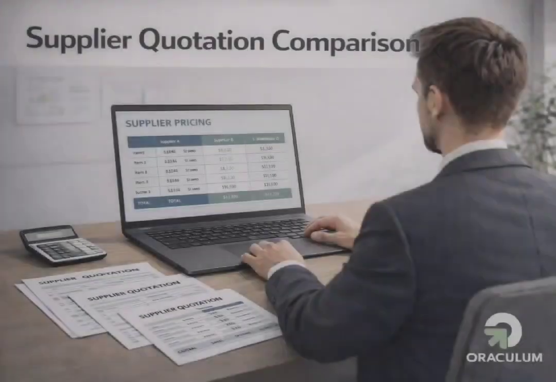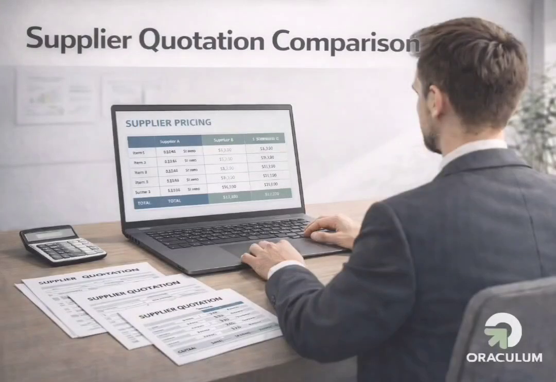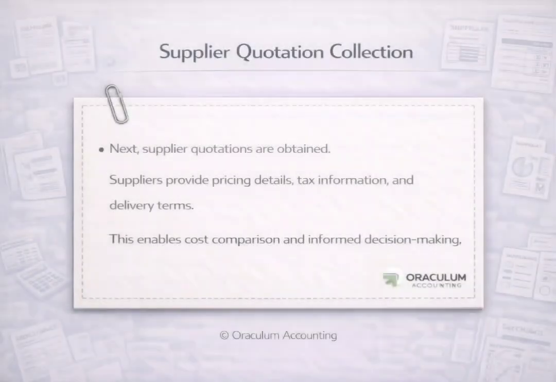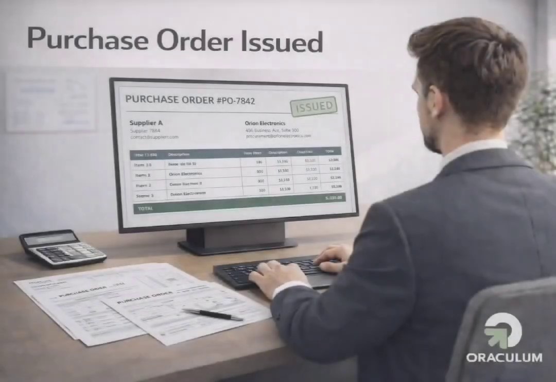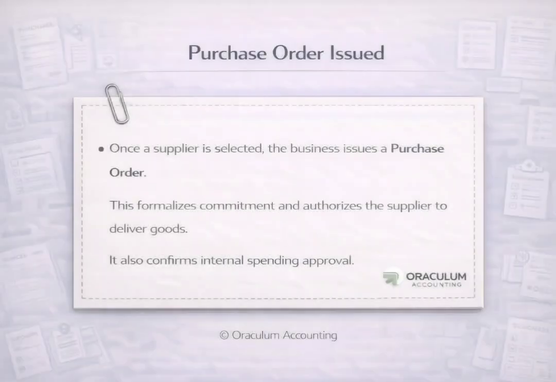Next, supplier quotations are obtained. Suppliers provide pricing details, tax information, and delivery terms. This enables cost comparison and informed decision-making. Once a supplier is selected, the business issues a purchase order. This formalizes commitment and authorizes the supplier to deliver goods. It also confirms internal spending approval.